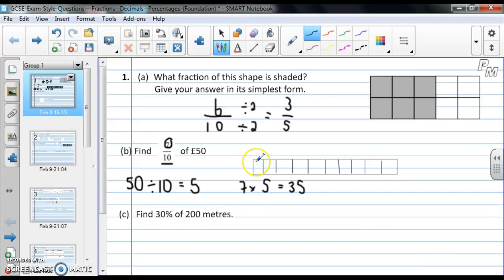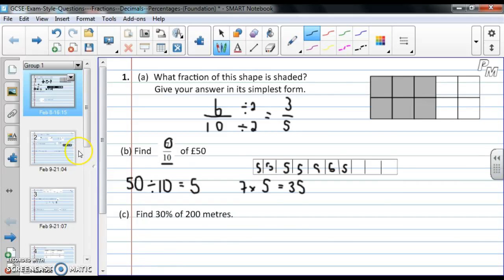The other way you could do it is if you look at this, there are 10 spots here. We know each one of those spots is 5 pounds. So if I put 5 in each of 7 of those boxes and count those all up, I'm going to end up with 35 pounds. That's 1, 2, 3, 4, 5, 6, 7, so 35 pounds.